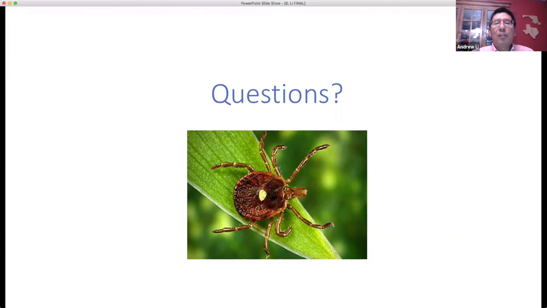Anything you can do can reduce the tick number or population on your property, the yard, probably the edge of the yard, to reduce the tick numbers and reduce the chance you encounter a tick. That would help you, at least for your family. It should provide certain protection.